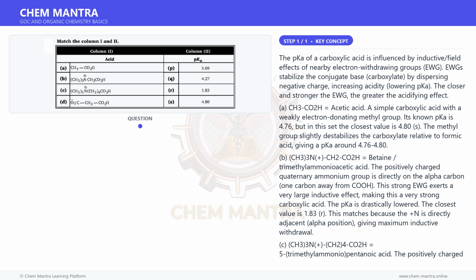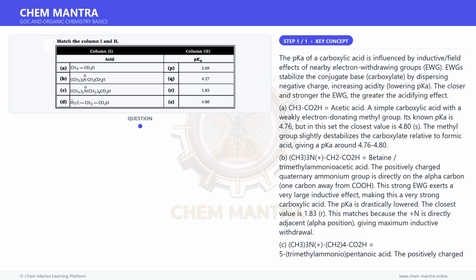Why other options fail? Betaine, B, cannot be 4.27 or 4.80 because the direct alpha position N+ drastically lowers pKa to about 1.83. The malonate monoanion, D, cannot be 1.83 because the negative charge on the adjacent carboxylate raises pKa rather than lowering it. Acetic acid, A, cannot be 1.83 or 4.27 because it has no strong EWG.